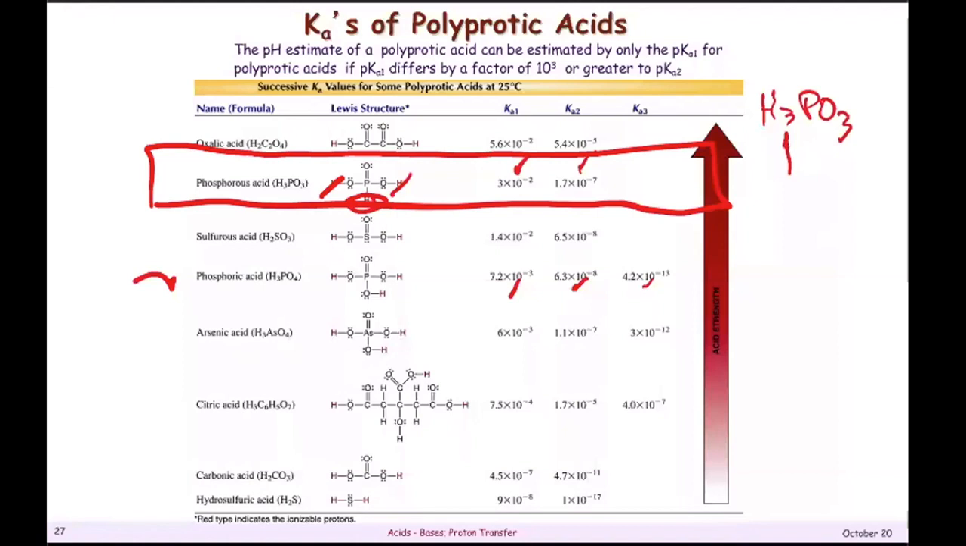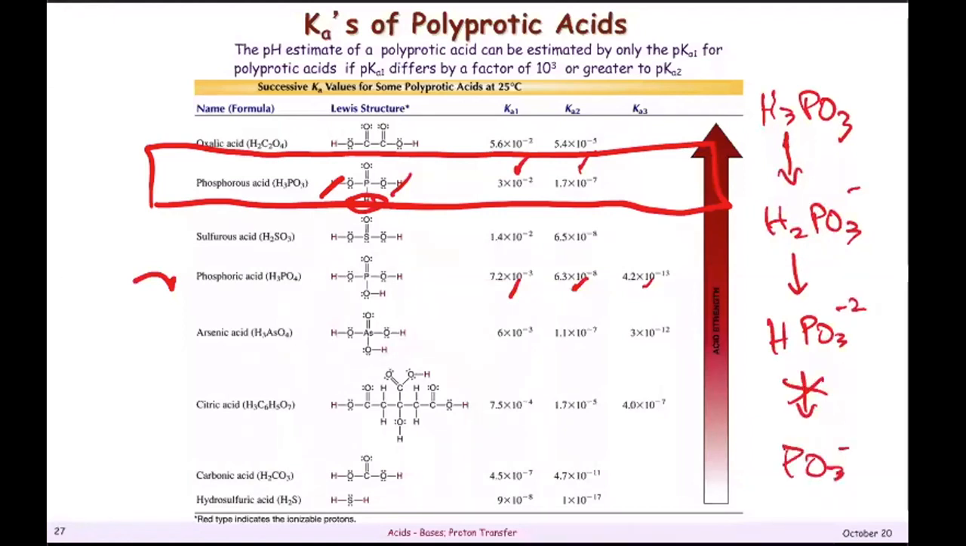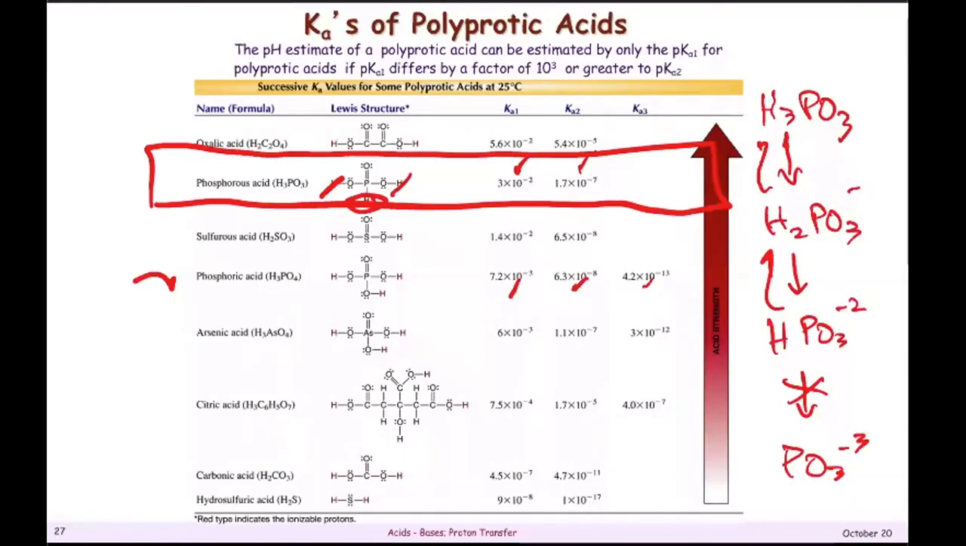Only two hydrogens are ionizable. This one will form H2PO3 minus, and this will form HPO3 minus two. It does not form PO3 minus three, because that last hydrogen is not ionizable. It actually goes back in the reverse direction, picks up a hydrogen with water. Anyway, let's continue on with this.